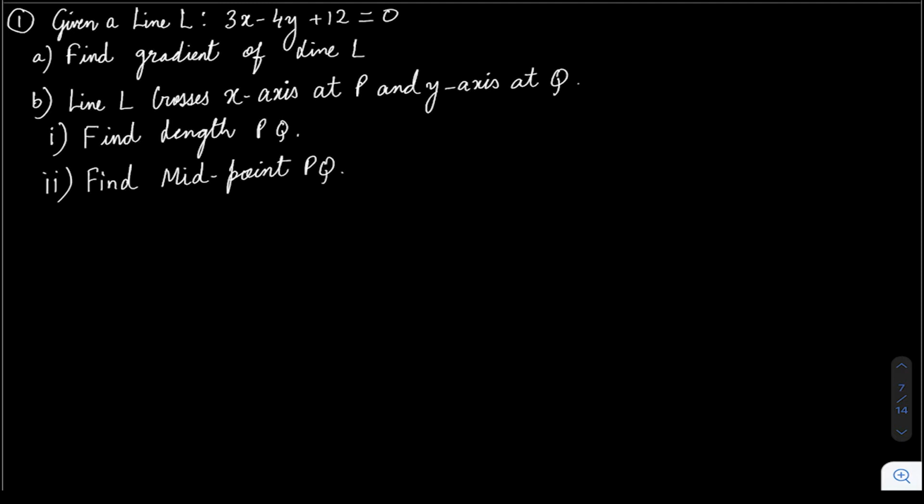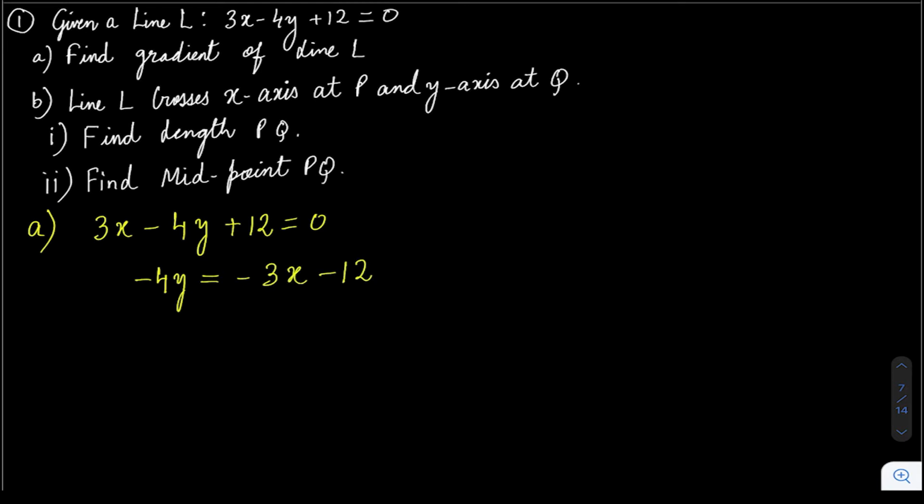My first question is, a line L is given by 3x minus 4y plus 12 equals 0. The first part is to find the gradient of line L. To find the gradient, we discussed this a little in the last part of the previous video also. What you have to do is find the value of y. We first isolate y. How can I isolate it in this? Take the x term and the constant to the right side.